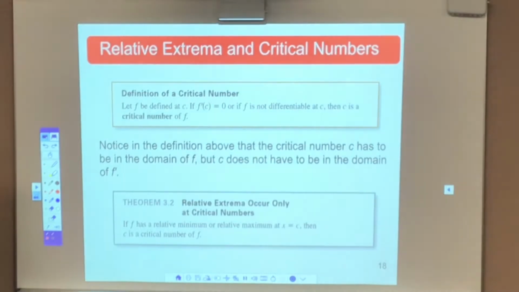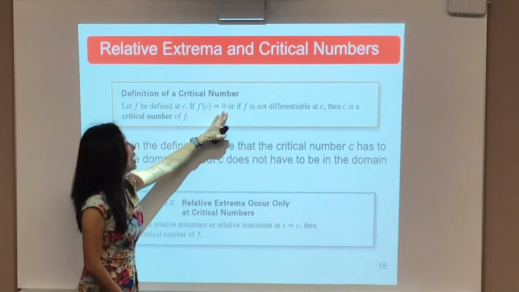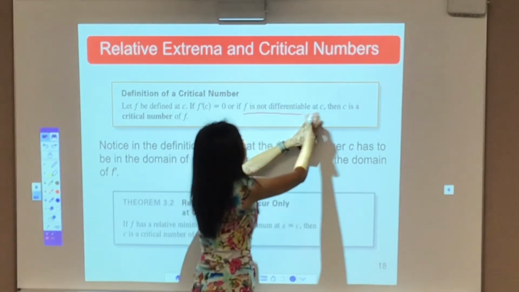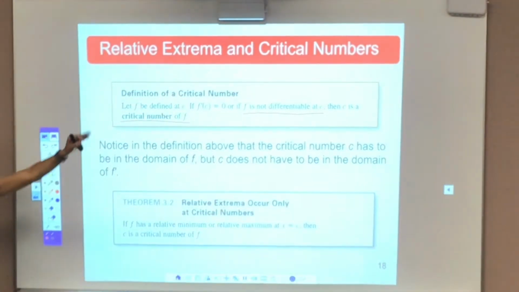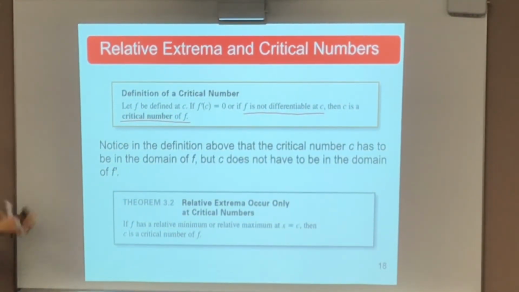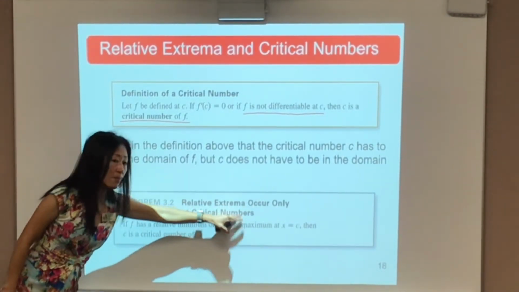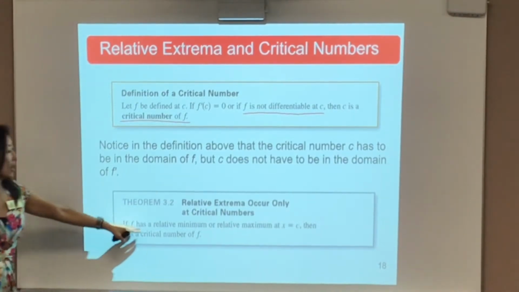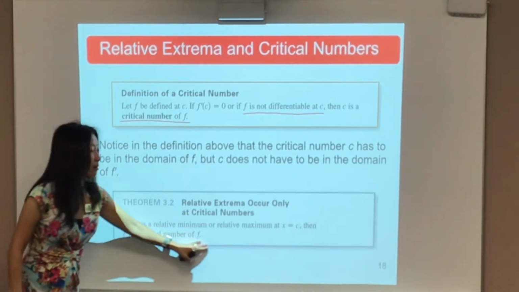All right, definition of a critical number. Let f be defined at c. If f prime of c is 0, or f is not differentiable at c, then c is a critical number of f. We already know that either the slope is 0 or it's not differentiable. It's undefined at that point. Relative extrema occur only at critical numbers. If f has a relative minimum or relative maximum at c, then c is a critical number of f.